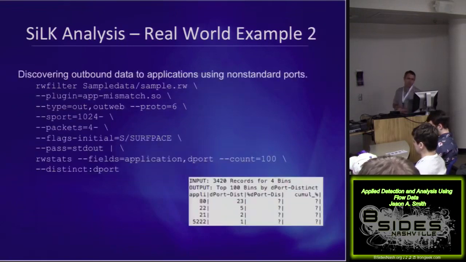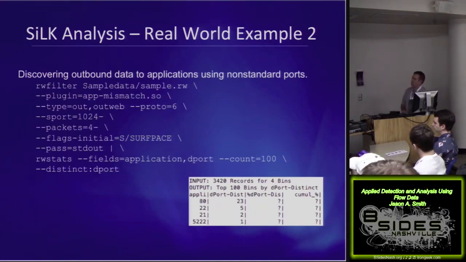Another real world example, this actually leverages a plugin that comes by default with Silk. It's taking a thing called app labeling. So YAF is looking at things and it labels things based on, this looks like SSH, or this looks like some sort of FTP data or something like that. And it's taking this plugin and saying, well, the ports don't really match up. If the port doesn't match up with how the data actually looks, then I'm going to say, let's go ahead and throw those in here. So we use --plugin equals app mismatch.